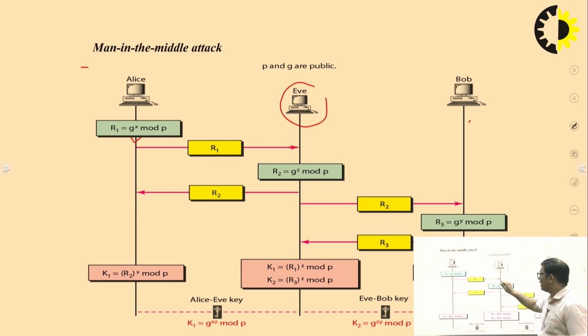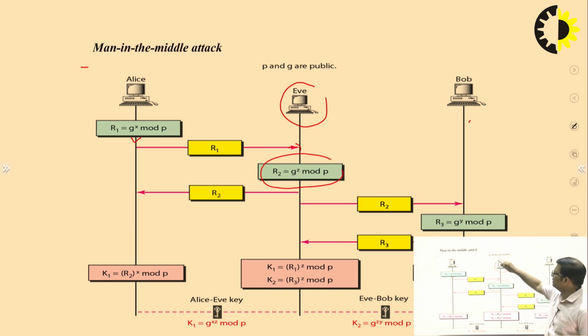Eve accepts R1 and generates R2. This person came into existence before R1 was delivered to Bob. R1 is not delivered to Bob. One person came into existence, received R1, generated a value and sent it to Alice. And this R2 is also sent to Bob.